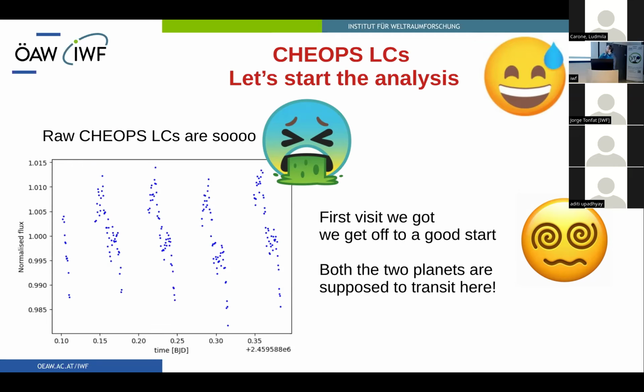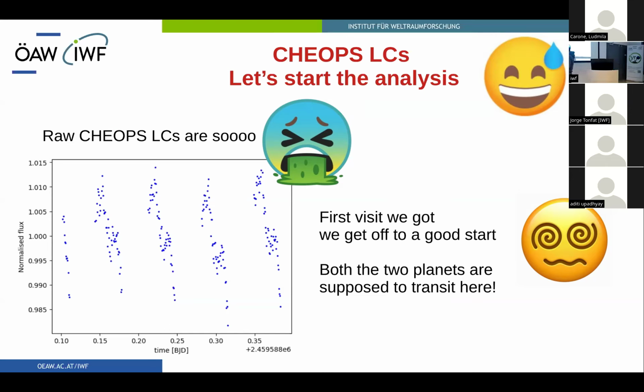So I'm quite an expert now, I would say, in analyzing CHEOPS lightcurves, but when I saw this lightcurve, I was a bit confused. When you get a CHEOPS lightcurve, and this is a typical example, the normalized flux plotted against time, you see a pattern that in principle should show some drop where the planet should be. Actually, here it's very, very hard to see any kind of drops.